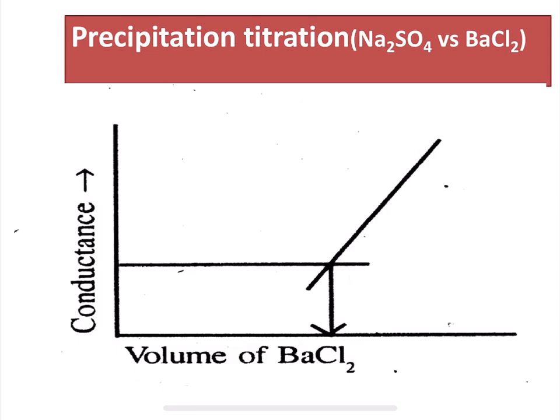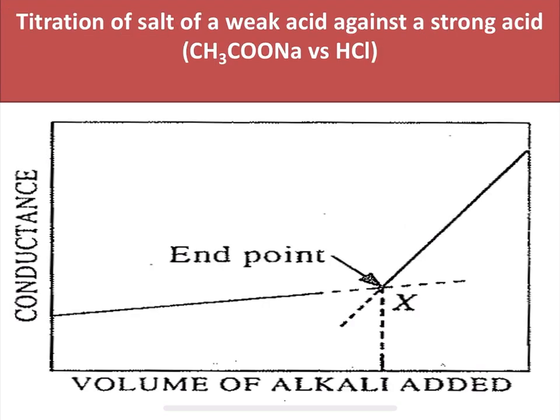50 ml of sodium sulfate is taken in the beaker. Barium chloride is taken in the burette. 1 ml of barium chloride is added in successive additions, and conductance is measured. Once the end point is obtained, 3 or 4 extra readings are taken to get a straight line after the end point, and it is plotted in the graph, and this point of intersection gives the end point or equivalence point.